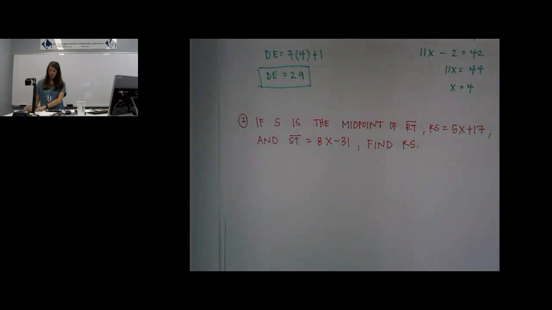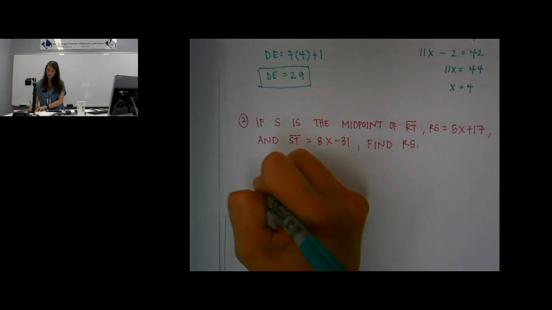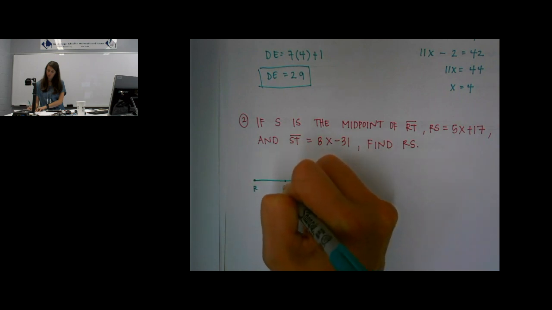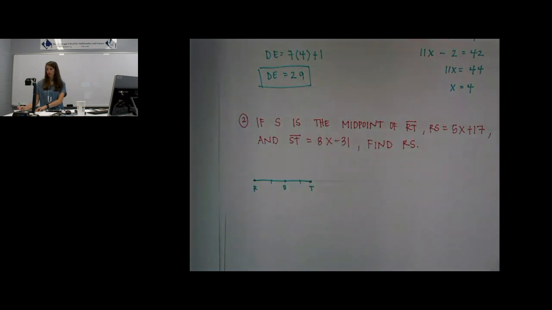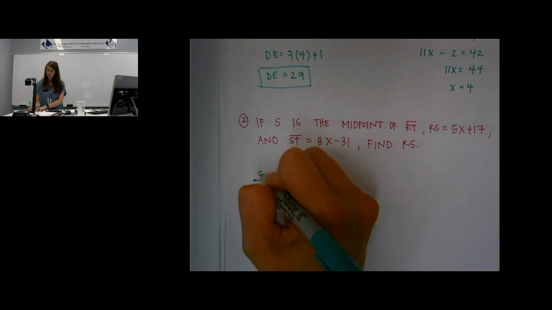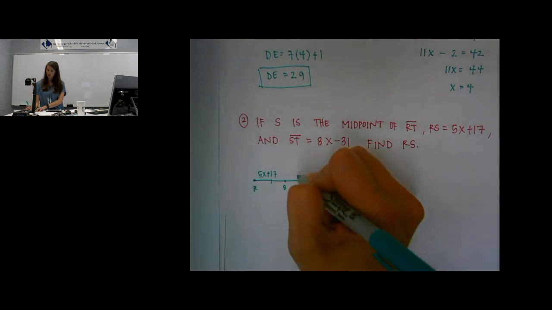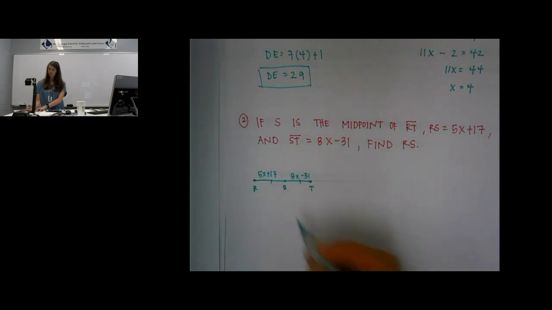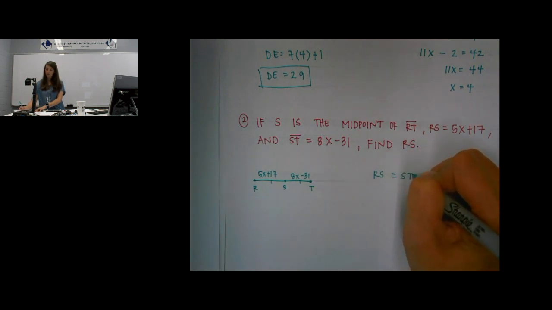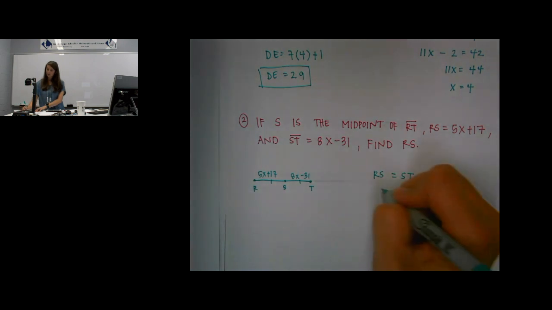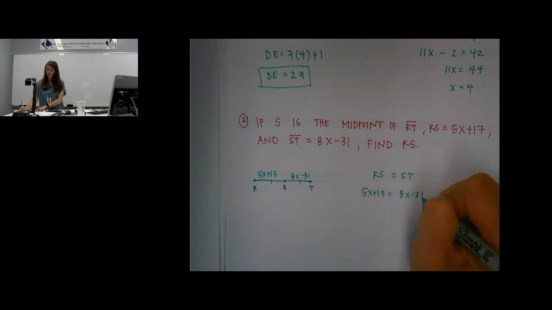If S is the midpoint of RT, so basically if I have RT here and S is the midpoint, then that means that that's creating two equal sides there. Okay, if RS is 5x plus 17 and ST is 8x minus 31, find RS. Okay. So the only way that I can do that is that if it's a midpoint, then these two segments are going to be congruent. So that means that 5x plus a 17 is going to be equal to 8x minus a 31.